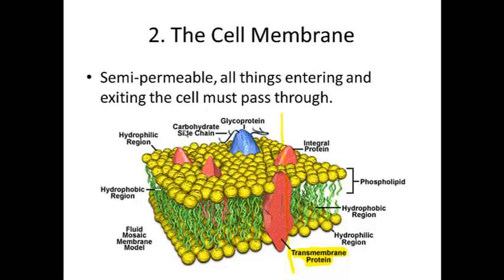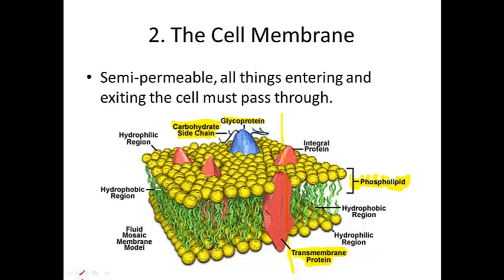Other important things in here, this carbohydrate side chain, that is important for cell-to-cell recognition. If cells are in contact with each other, those carbohydrate side chains are recognized by the glycoproteins, and that allows the cells to know that they are amongst friends, that they are in fact next to the same type of cell. Other thing I want to point out is the phospholipid.